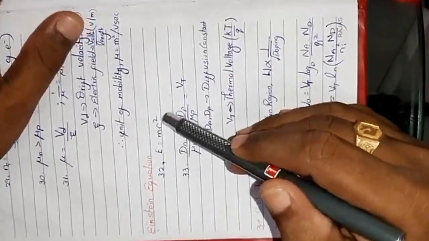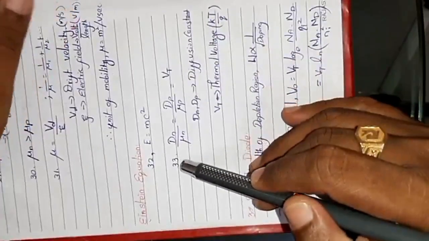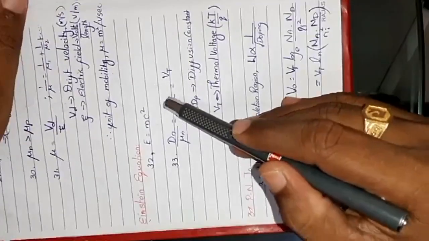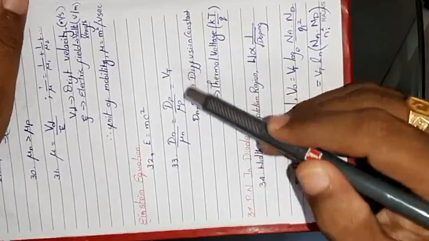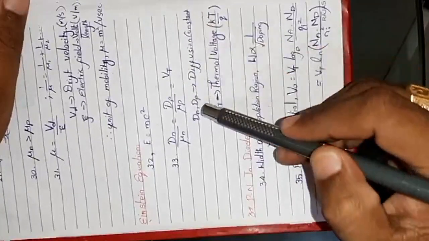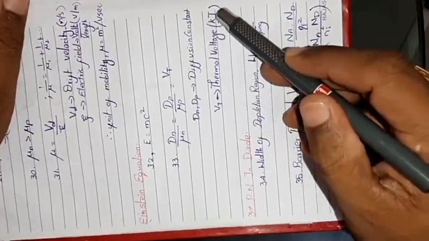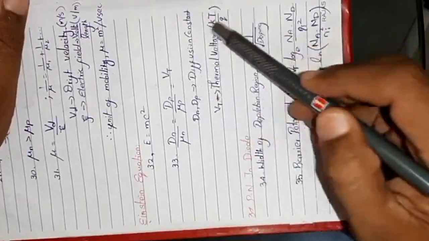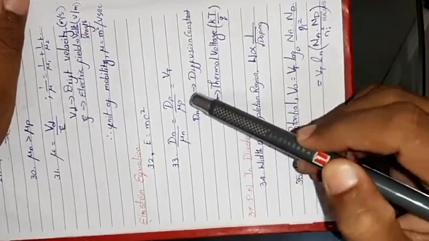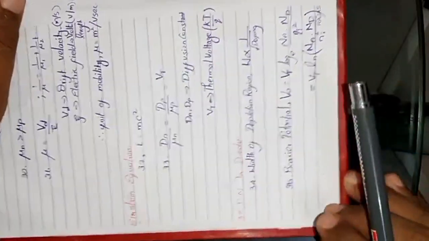Einstein equation, D = μVt, so we know this already. Number 33: Dn divided by μn is equal to Dp divided by μp is equal to Vt, the thermal voltage, where Dn and Dp are the diffusion constants of electrons and holes respectively. Vt is the thermal voltage, equal to kT by q. We have seen this formula.